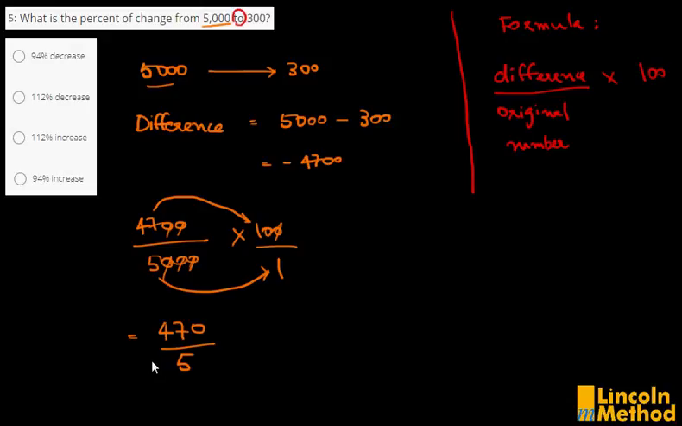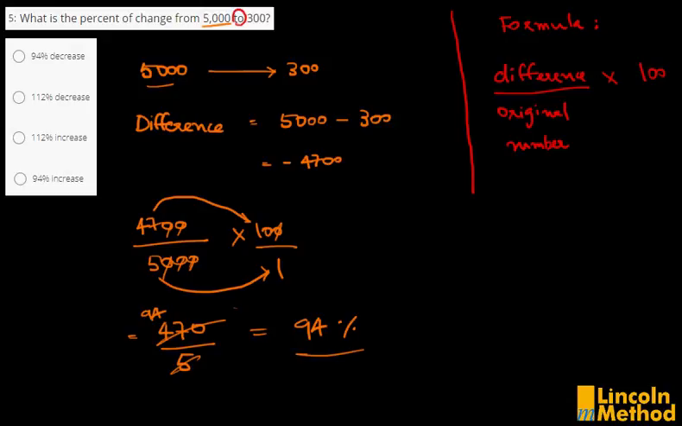So let's see if 470 goes by 5, and it does go by 5. 5 9s are 45, and if we add 2 more, in fact 4 more, that should add 20. So 94. 470 goes by 5, 94 times, so we have 94, and I'll add the percent sign at the end since we're talking about percent of change. So 94%. Now this is the percentage change.